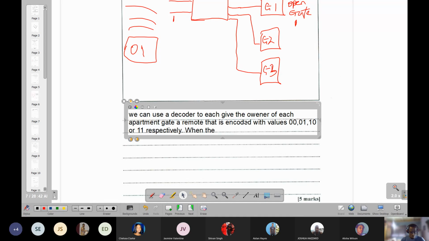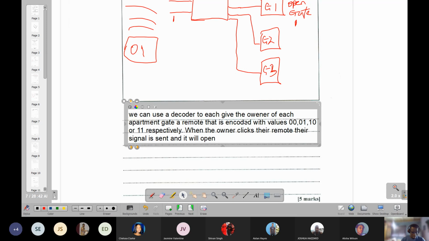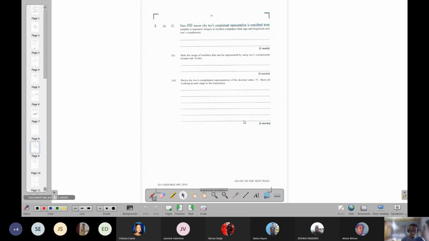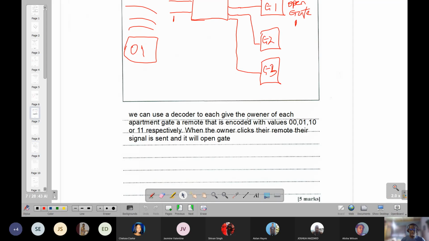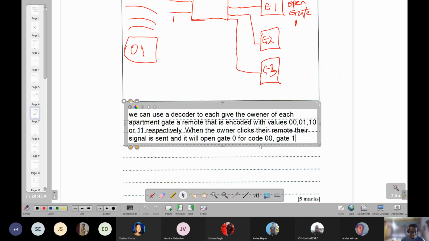When the owner presses their remote, their signal is sent and it will open gate 1, gate 0, and it will open gate 0 for code 00, gate 1 for code 01, gate 2 for code 10, and gate 3 for code 11.